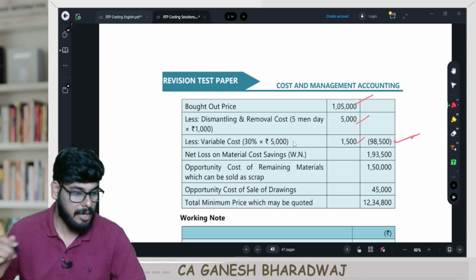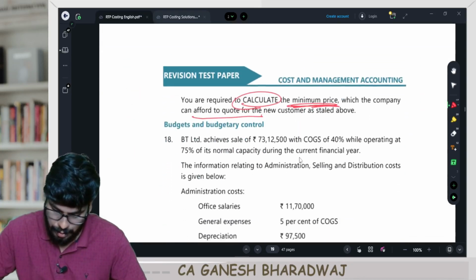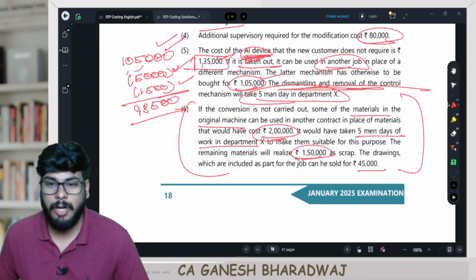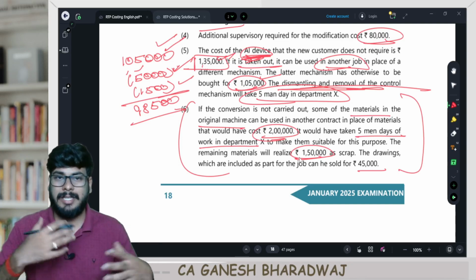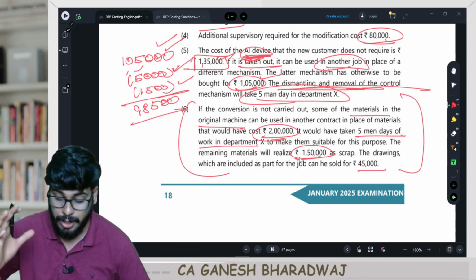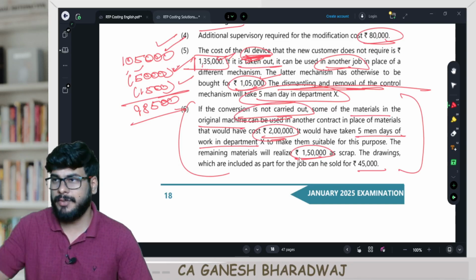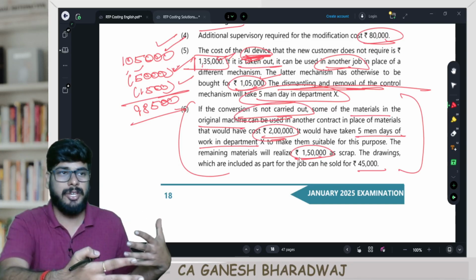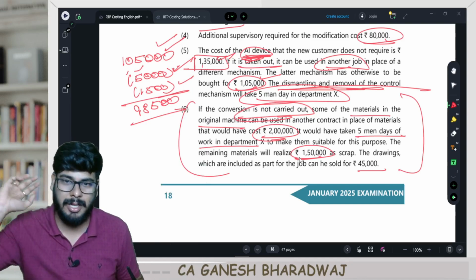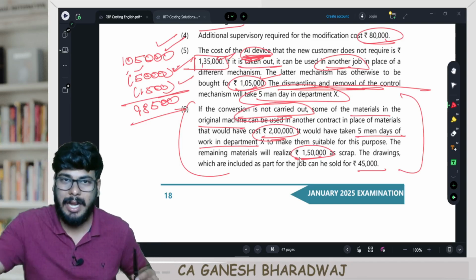Are you clear? Fine. The next point that is being asked here. So all this while, what we have done, we have calculated whatever incremental cost we are going to incur, and the incremental benefits, and reduced them. Now, one more thing they are saying. If the conversion is not carried out, which means what? If the new customer has not come, the semi-finished job for the old customer is already there. Suppose I didn't convert it and I'm not selling it to him. What will I do? Whatever I have till now, I will be trying to dismantle and use it somewhere.